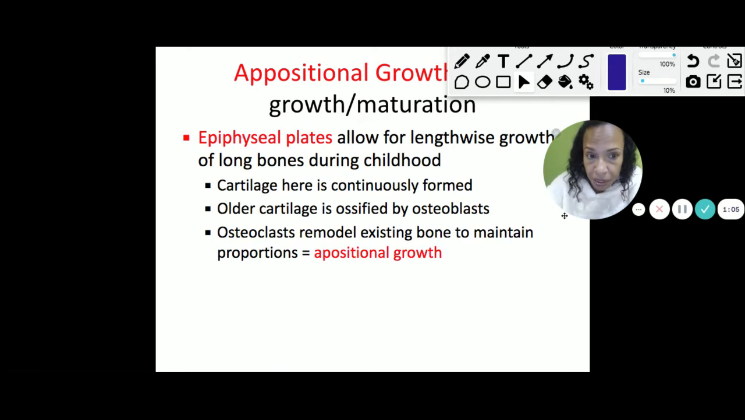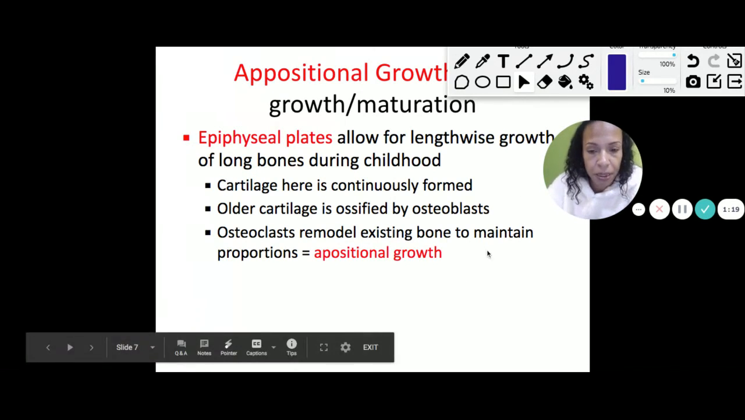Osteoclasts are going to be simultaneously working to maintain the shape of the medullary cavity and to help reshape the epiphyses so that they still have their distinct little nubbin ends and projections for muscular attachment.